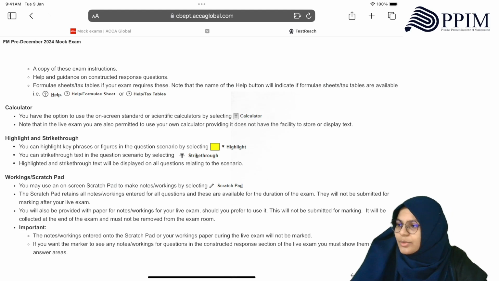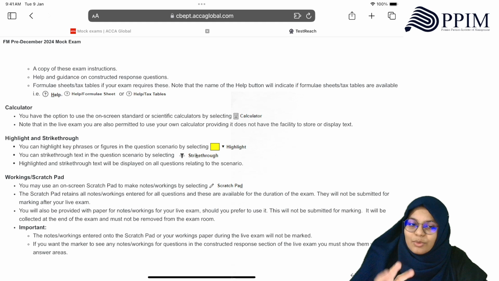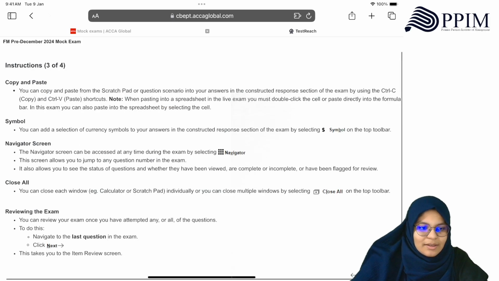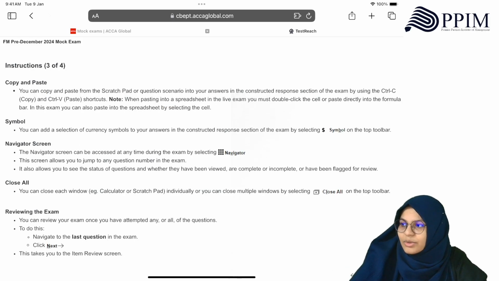So play around with it, play around with a laptop. Don't use a tab or a phone. Most of the functions don't work properly with tabs and phones. So please use a laptop or a PC to actually get the feel of how this system works.